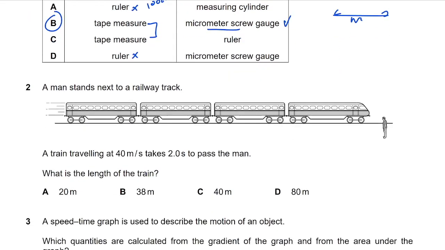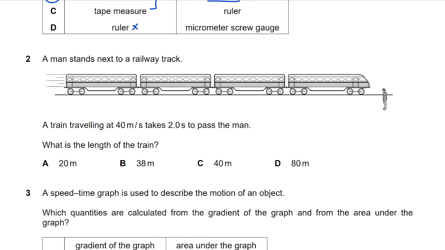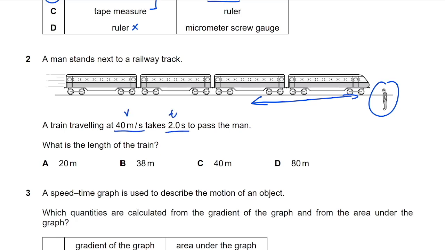We move on to the next question. Number two, it says a man stands next to the railway track. So we have a railway track. He's standing right here, and then the train is passing. It says the train is traveling at 40 meters per second, and it takes 2 seconds, which is the time taken, to pass the man. What is the length of the train?